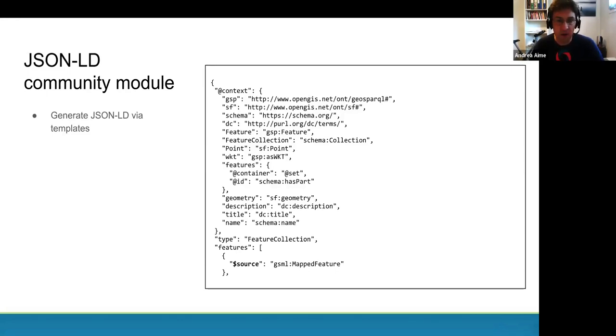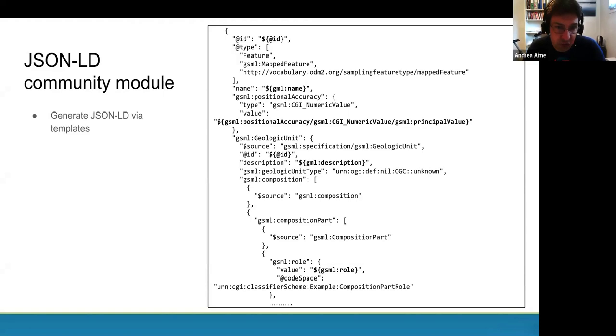So in GeoServer, we now have a JSON-LD community module that can be driven by templates, so that you can build the exact shape of JSON-LD you want out of your data source, be it a simple features data source, such as a shapefile or a PostGIS table, or a complex one, such as an app-schema mapping. Next slide.